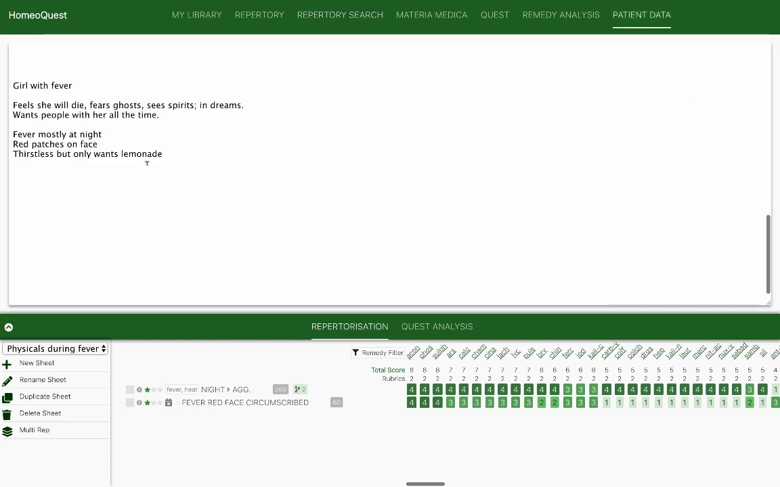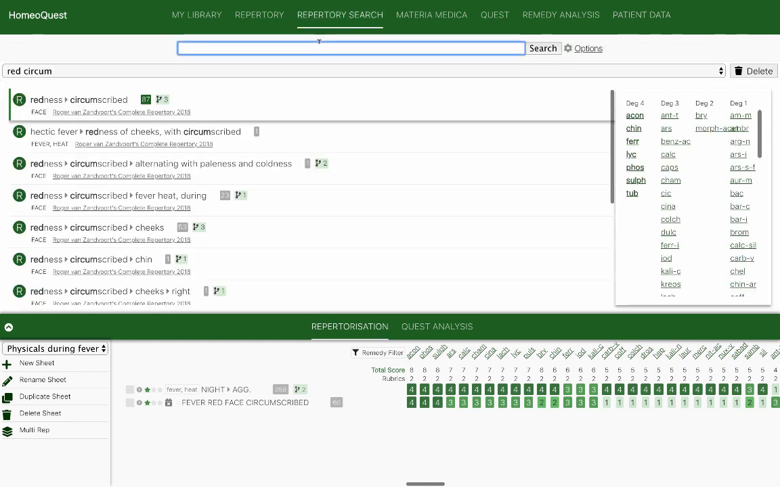Let's look at the next one. Thirstless but only wants lemonade. Now this is important. So let's look at whether you have lemonade with thirstlessness as your rubric. No, there is no rubric with wanting lemonade but thirstless. So what are we going to do here? We want to cross them, because we want all the remedies which are common for craving for lemonade, but also have thirstlessness. So we're going to look at these two components.